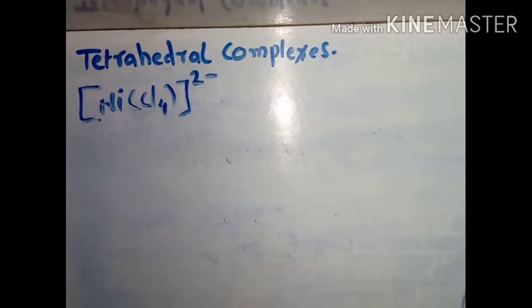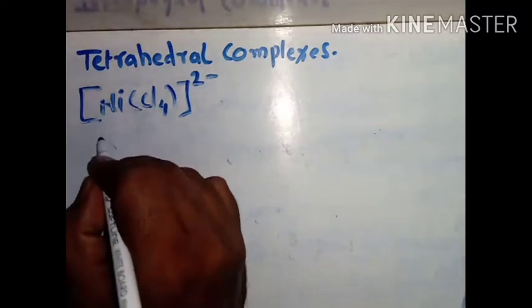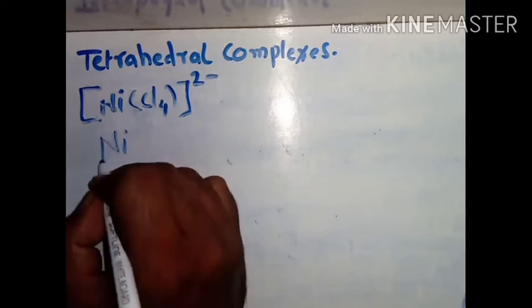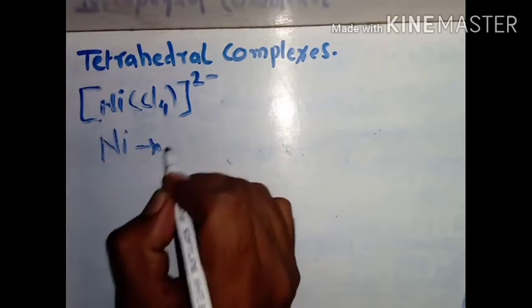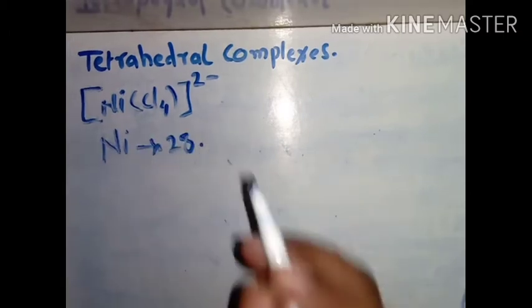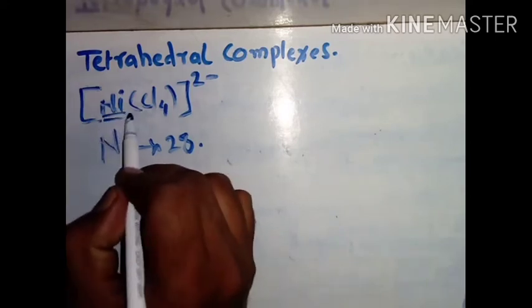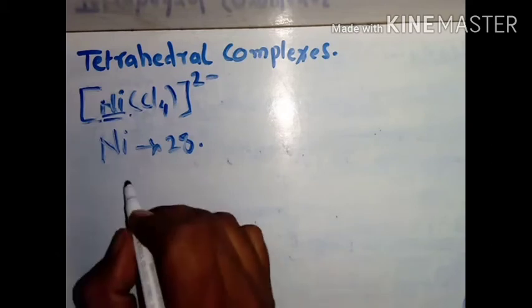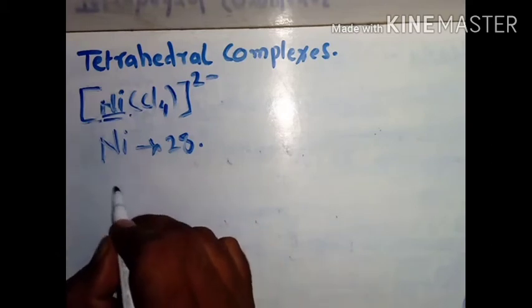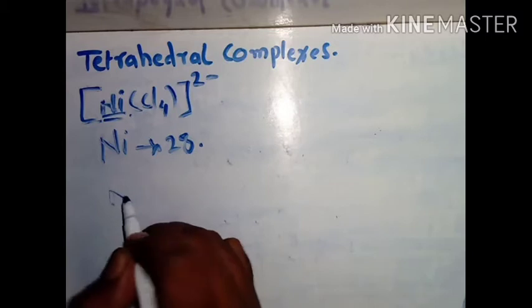In this we shall take the first example, that is NiCl4 2-. First, you have to calculate the oxidation state of nickel, having atomic number 28. How will you calculate? By the oxidation number method.